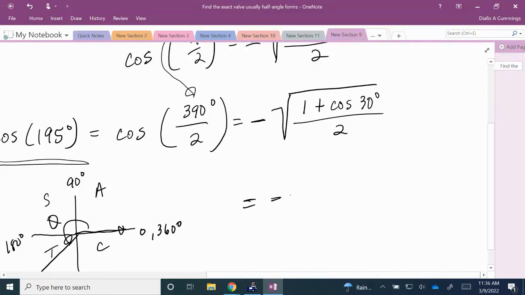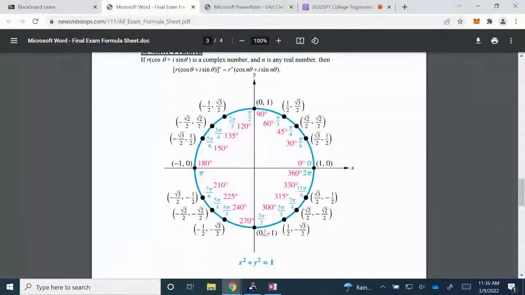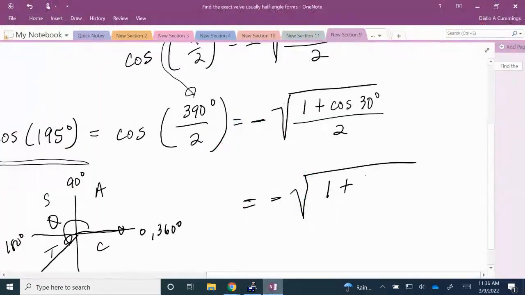So that is equal to the negative times the square root of 1 plus, and if I look within my unit circle, I see that the cosine of 30 degrees is square root of 3 over 2, divided by 2.